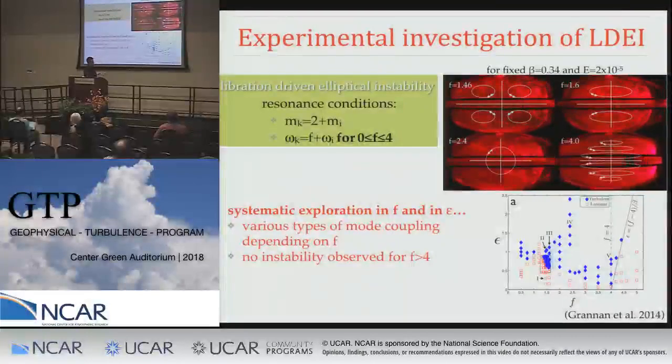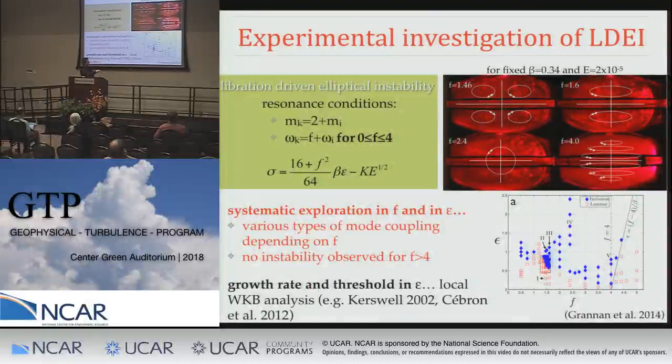Here we have all the experiments done by Alex Grannan, who was a great PhD student, changing the frequency and the amplitude of the forcing. The blue points are unstable, the red points are stable. So we have various resonances up to a forcing frequency of about 4. It goes slightly above because 4 is valid in the limit of small ellipticity of our container, and it's not exactly small because in the experiments we are at 0.34.